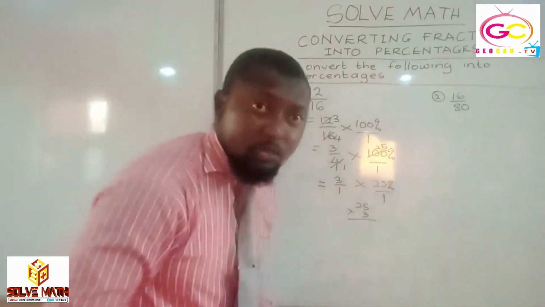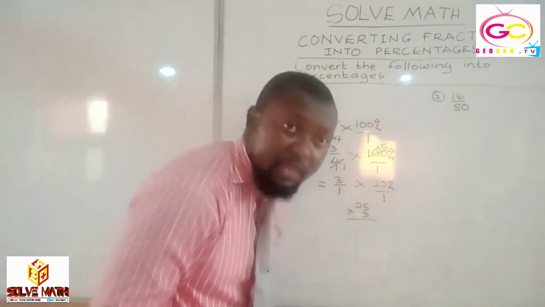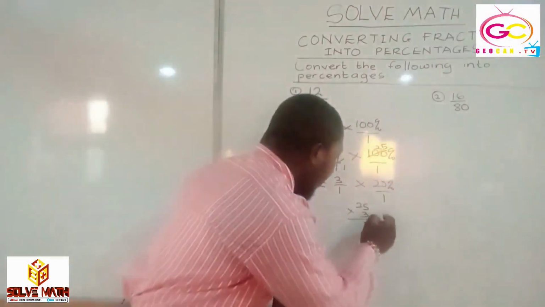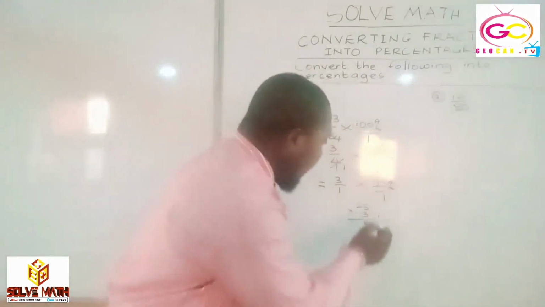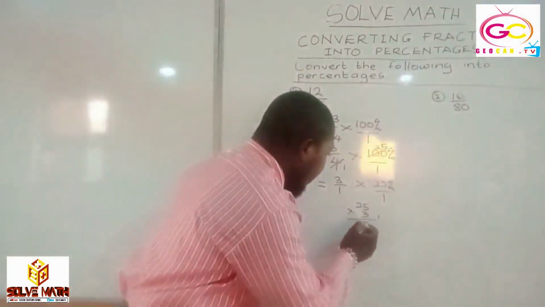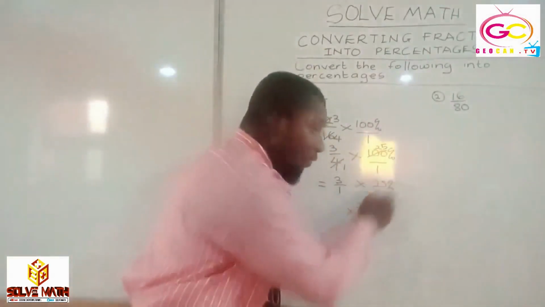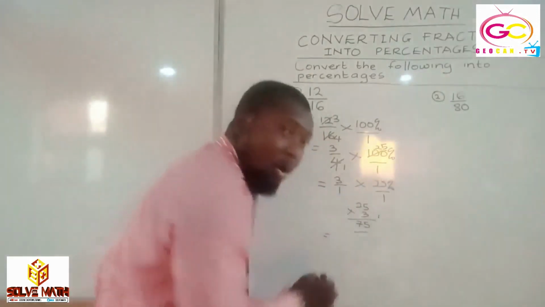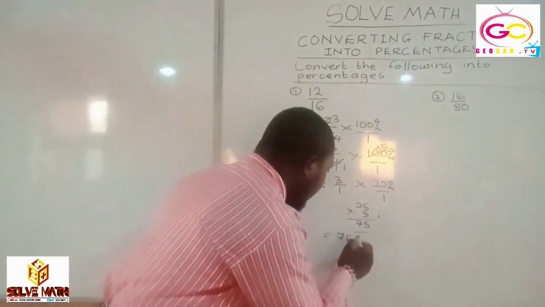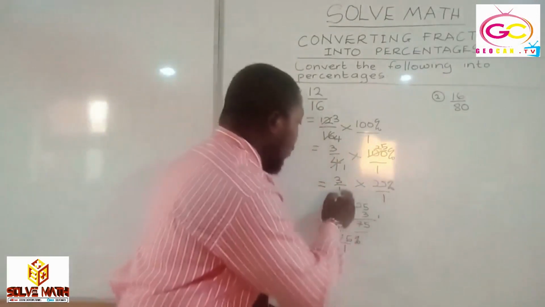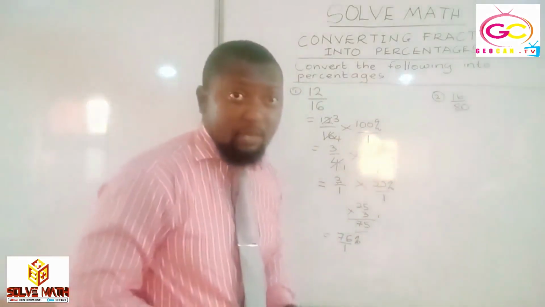Always the one with the more digits will be on top, right? Good. 3 times 5 is what? 15. You write 5, remainder 1, right? 3 times 2 is what? 6 plus the 1, remainder 7. So it becomes 75. What it means is that 3 times 25 here, it will be equal to 75% over your 1. 1 times 1 is 1. Don't forget that. 1 times 1 is 1.